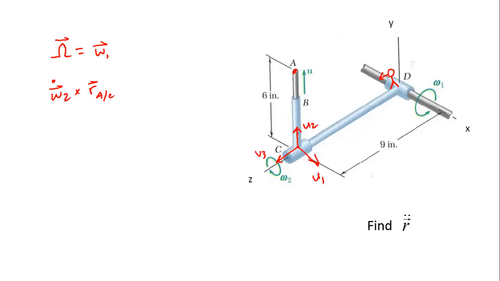I said you could have that. In this case you could say that one's 0. I'm trying to do it in general, sorry. Then what else could you have? You have an omega 2 cross omega 2 cross an R of A with respect to C. That's going to be a normal acceleration pointing from A down towards C. So this is now your R double dot, or your AREL type of term.